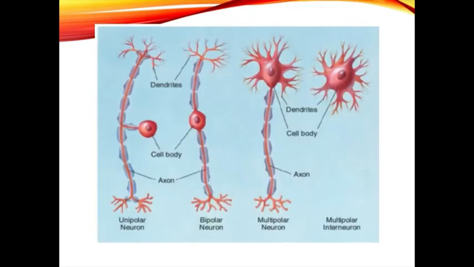The unipolar neuron, the bipolar neuron, the multipolar neuron, or yung common na nakikita nating neuron, and the multipolar interneuron, or yung wala ng axon at all.